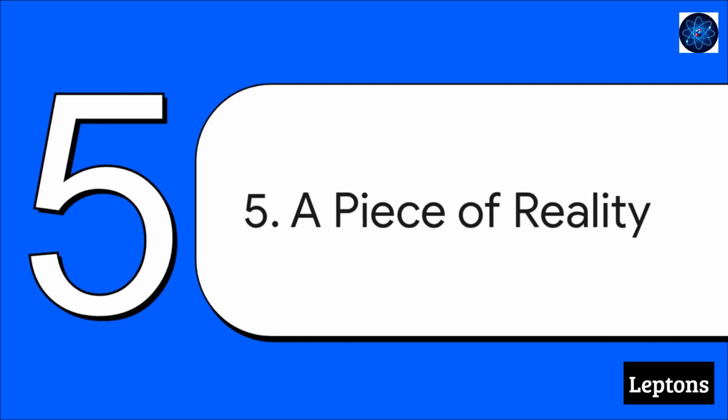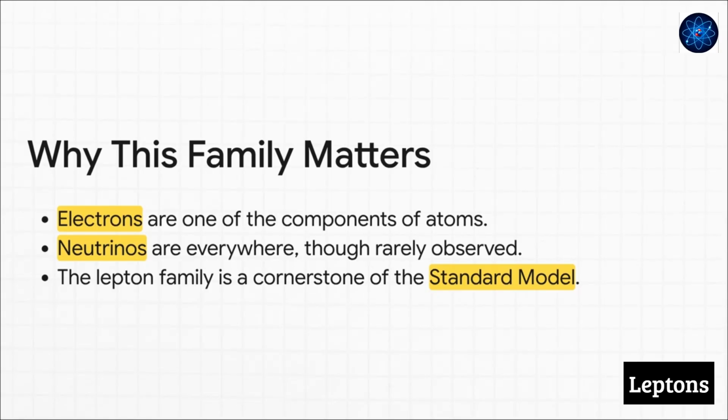So let's just step back for a second and think about what this all means. This isn't just a quirky collection of particles for a physics textbook. This family is a truly fundamental piece of our reality. So why does this all matter? Well, for starters, without the electron, you get no atoms, no chemistry, no life, no us. Simple as that. And neutrinos, these ghost particles, are absolutely everywhere, giving us clues about the sun and exploding stars. And on the biggest scale, the entire lepton family is a core pillar of the standard model of particle physics, which is, hands down, our best description of how the universe works.